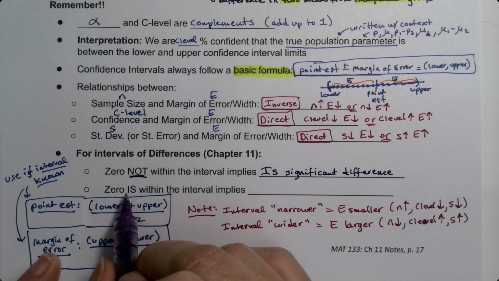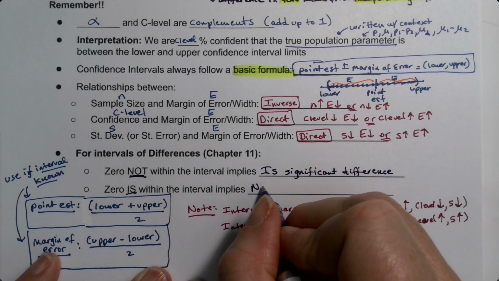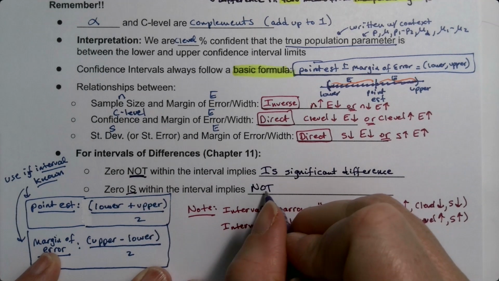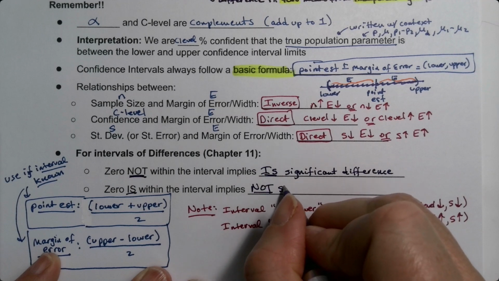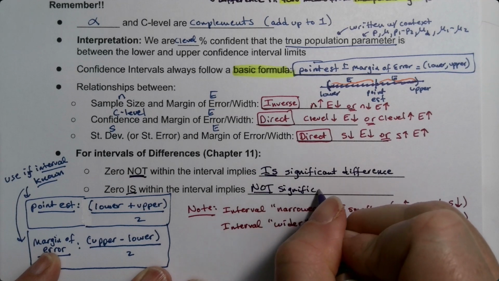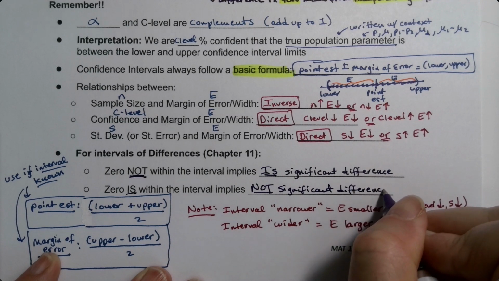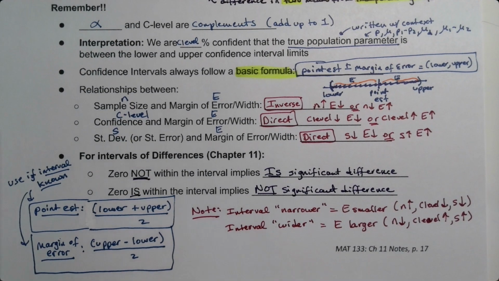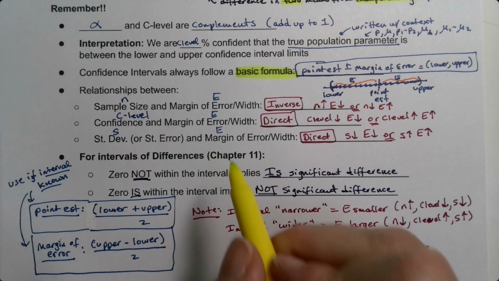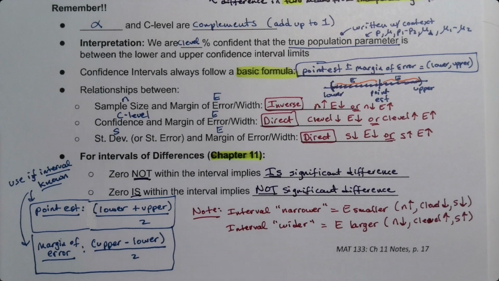And when 0 is in the interval, that means there is not a significant difference between the proportions of the two groups, or between the means of the two groups, or whatever you are discussing. But again, that's only for chapter 11 when you're talking about the difference between two groups.